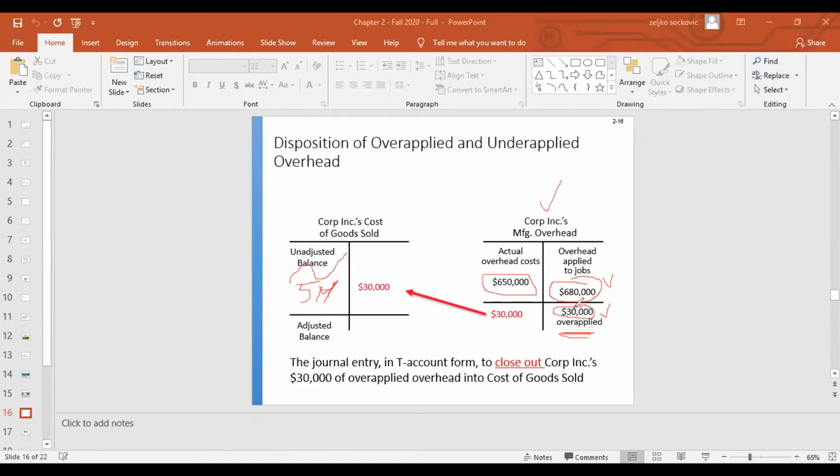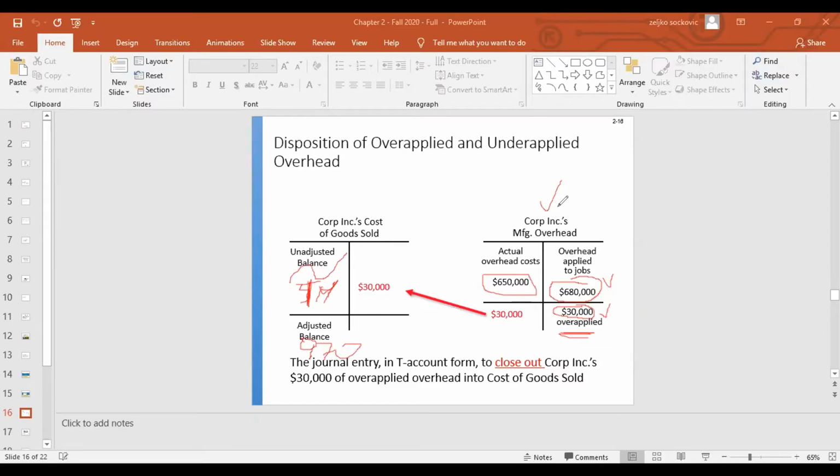Well, we will reduce this 5 million by 30,000, right? So we will get 4 million, maybe 5 million is too big of a number for this example. Well, maybe, let's say 1 million. So we will decrease this 1 million by 30,000. So we will get 970,000 adjusted balance, 970,000.